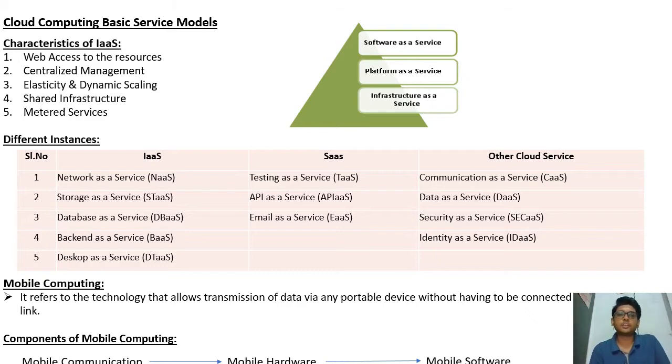What are the characteristics? First one, web access to the resources. Second one, centralized management. Third, elasticity and dynamic scaling. Fourth, shared infrastructure. And fifth one is metered services. So these are the 5 characteristics of IaaS.